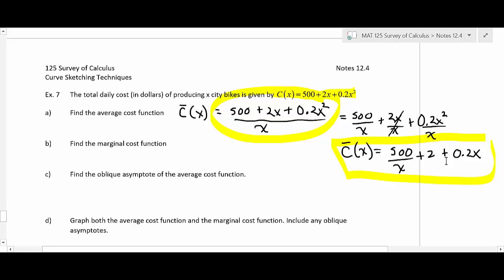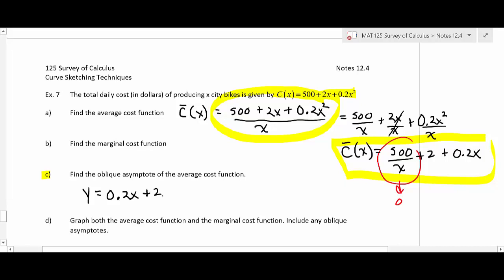Okay, so let's go ahead and do C. What is the oblique asymptote just in your head? 0.2x plus 2, because this thing right here goes to 0. You're doing the limit as x goes to infinity. So the answer to the oblique asymptote is y equals 0.2x plus 2. Okay? All right, that's what we've been working on.